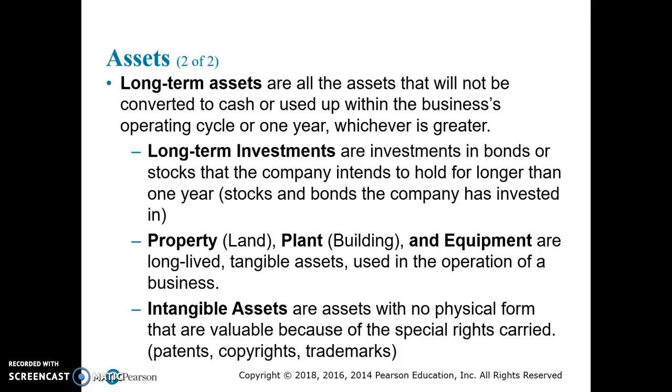We've got long-term investments. Sometimes companies do actually invest. Not only can people make investments, but companies may also make investments. A long-term investment would be if the company had invested in stocks or bonds. Then we have what's called property, plant, and equipment, PPE. Property is land, plant would be buildings, and equipment is equipment, furniture, stuff like that. And we have our intangible assets, and these really have no physical form. They just carry some special rights, like a patent or copyright or a trademark.